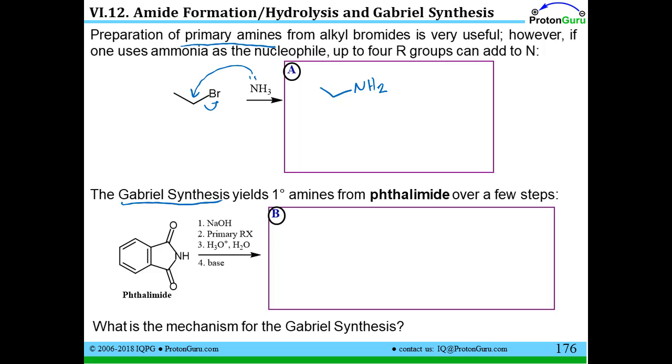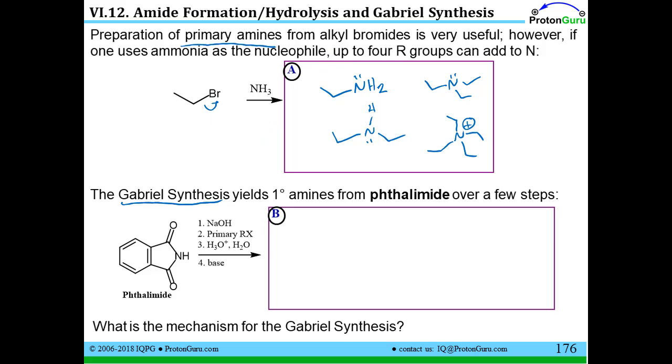But that amine still has a lone pair, so that amine can still attack the alkyl bromide, and you can actually get a second of these R groups attached to nitrogen. Adjust the pH so it's neutral. You can get a third attached, and these reactions are pretty easy to do. In fact, you can even take this guy attack again on the alkyl halide and make the ammonium salt.